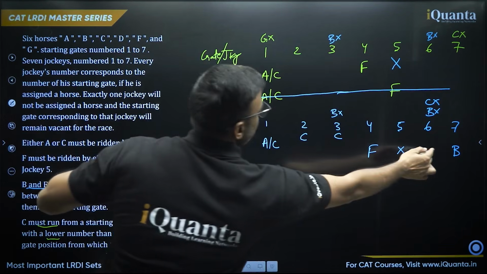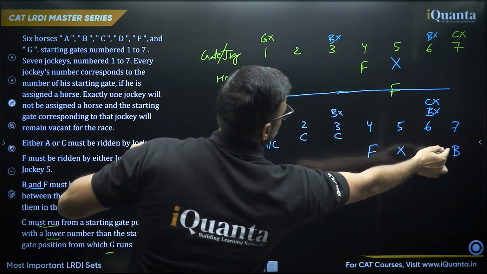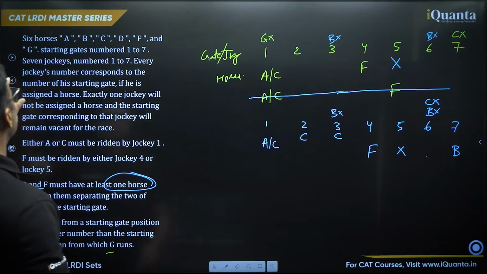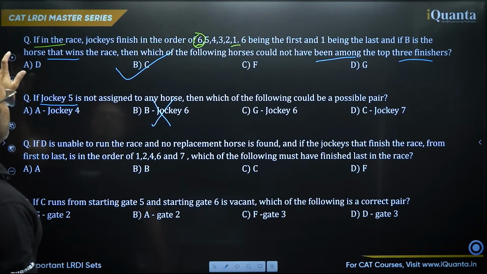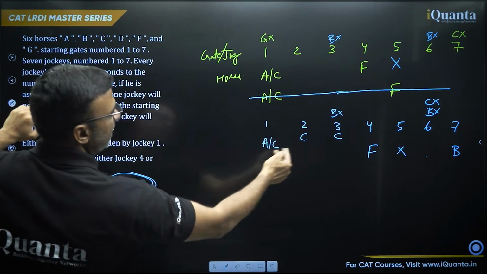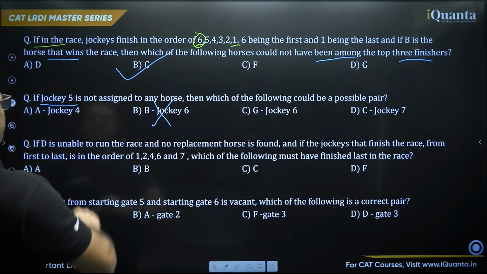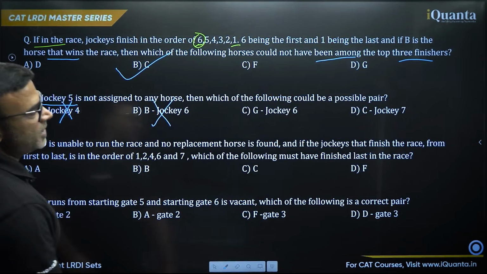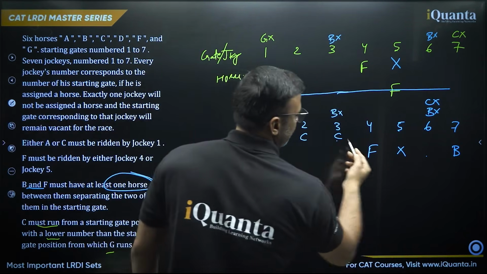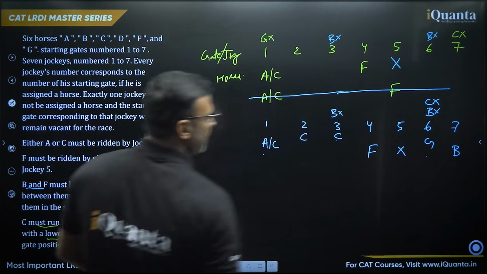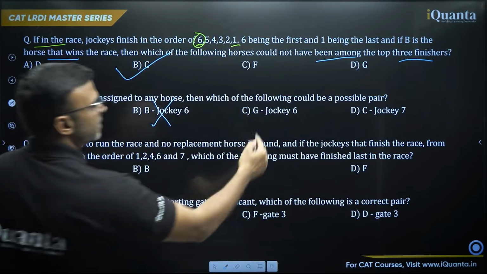Can B be at 6? No, B could be either 7 or 2, which we have already seen. So B jockey 6 is not possible. A jockey 4: 4 is already occupied, so A jockey 4 is not possible. G jockey 6. Oh yes, that was possible. If C is anywhere here, G is a possibility there. Nice, so this is a possibility.